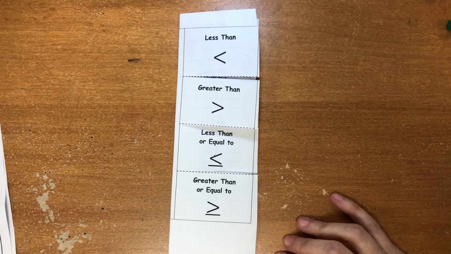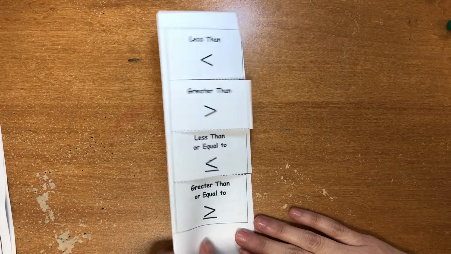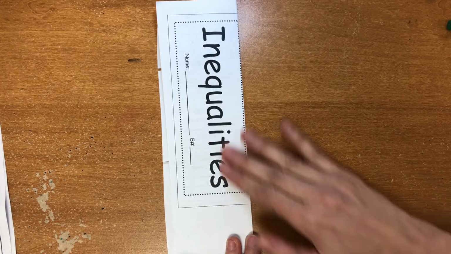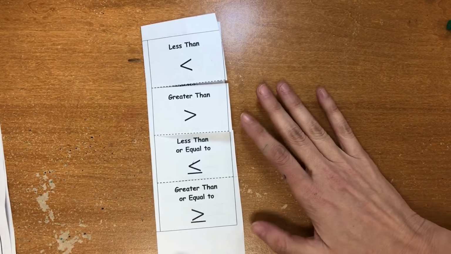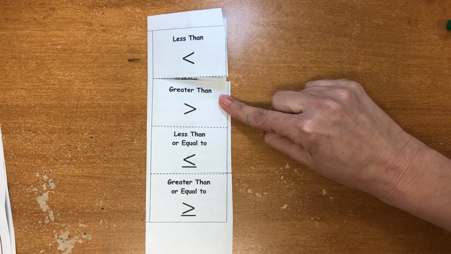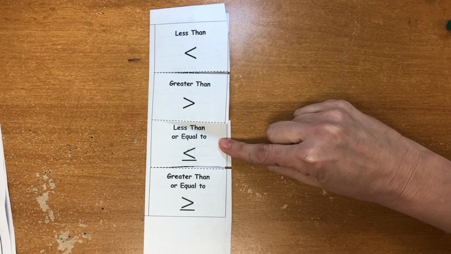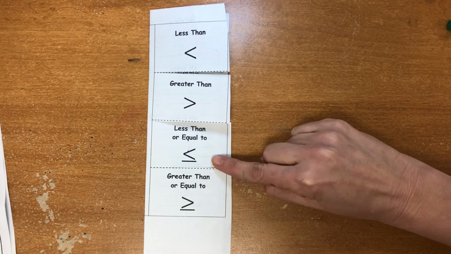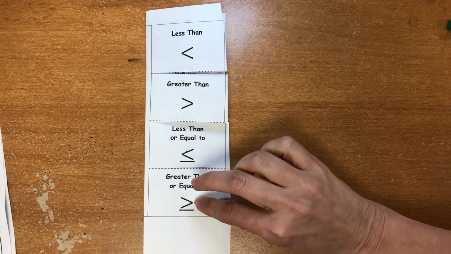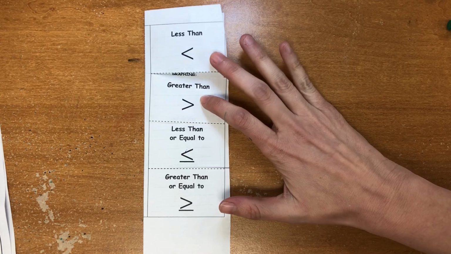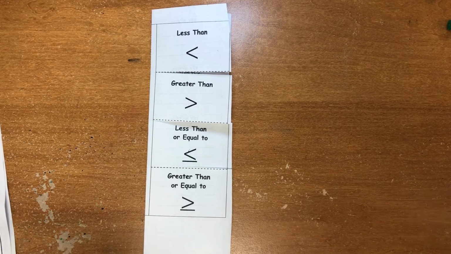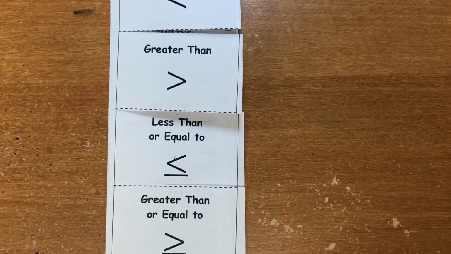Right, so we're going to complete the inequalities foldable. This side of the foldable should be glued in your notebook, the inequalities. And then this side has got the flap. So we're going to talk about the less than symbol, the greater than, less than or equal to, greater than or equal to. The two bottom symbols have a line underneath them. That's how you can tell the difference between just the less than or greater than, and less than or equal to, and greater than or equal to. So the first one we're going to focus on is the less than symbol.